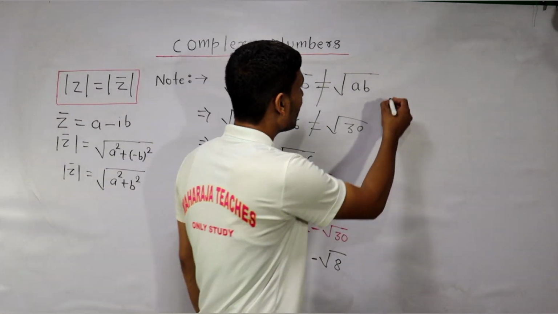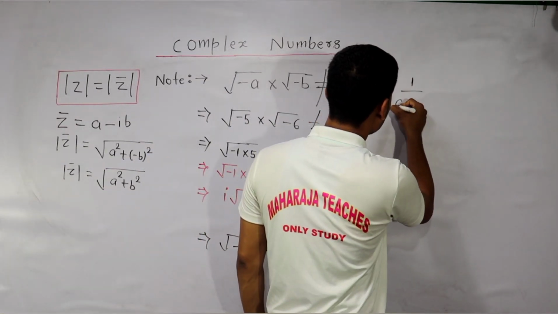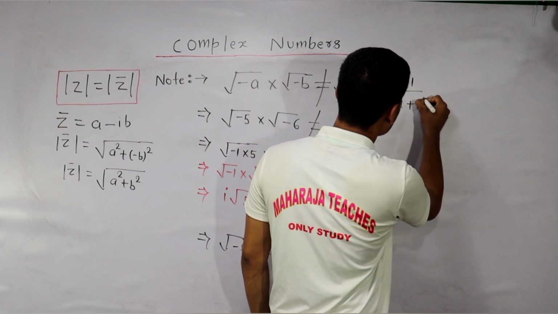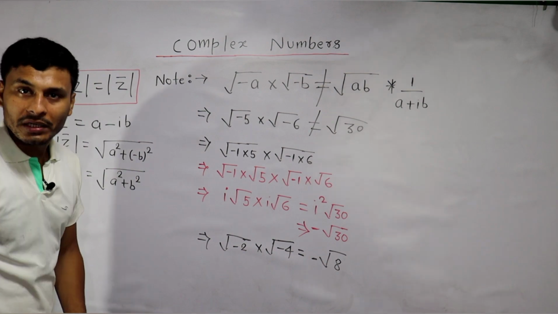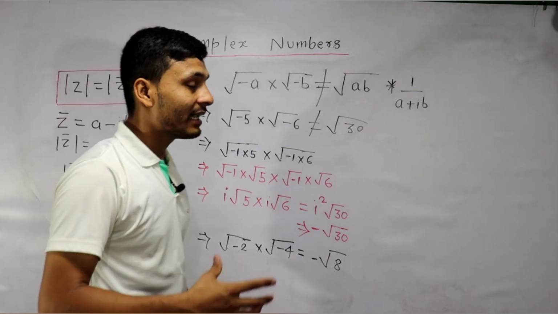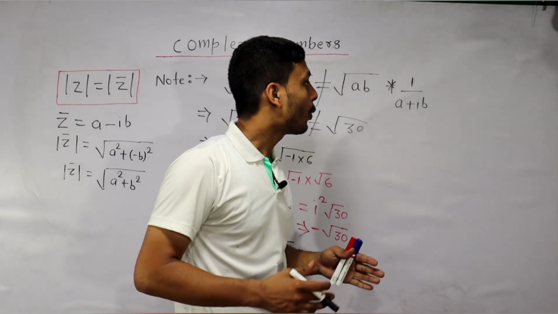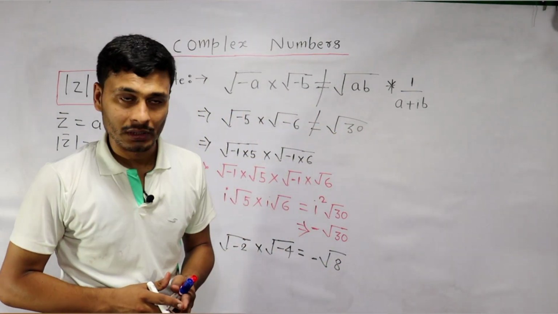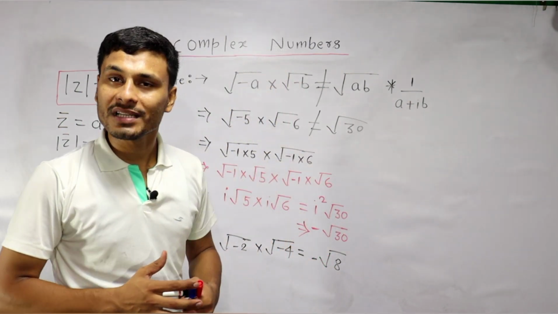Okay. Now I am saying another concept: if any complex number lies in the denominator, then how to solve? What will be the method to solve this question? First, if any complex number lies in the denominator, you have to rationalize it first.